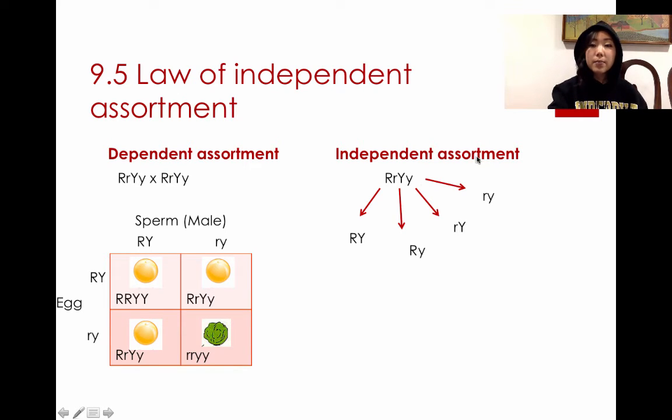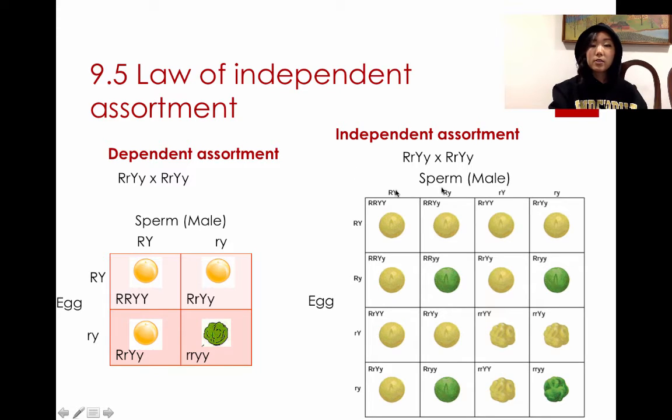Under the case of independent assortment, each of these traits, the trait of the shape and the trait of the color, are inherited independently. So you could definitely have both be dominant and both be recessive, but you could also have one be dominant and one be recessive, or vice versa. So dominant color, dominant shape and recessive color, or you could have recessive color and dominant shape. So these are the 4 different possibilities of the sex cells for the parent that need to be crossed with each other.